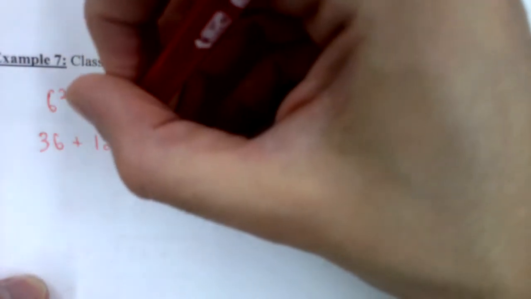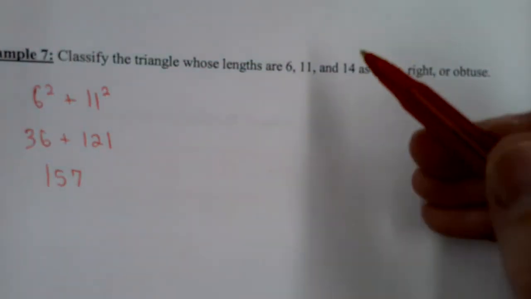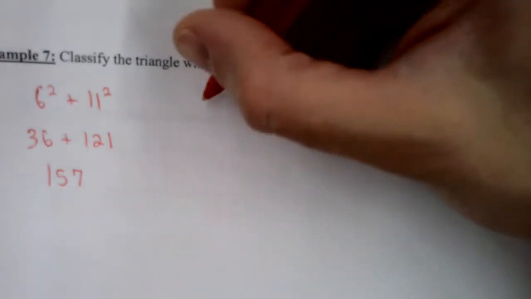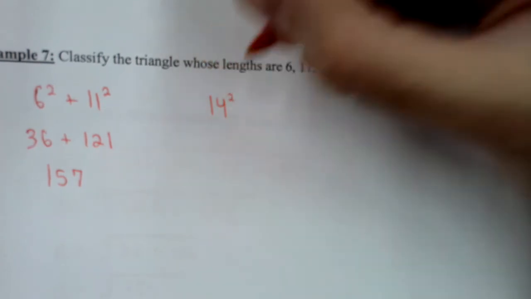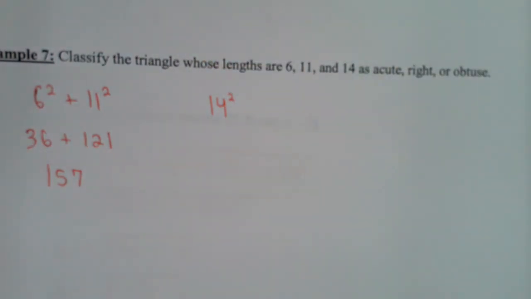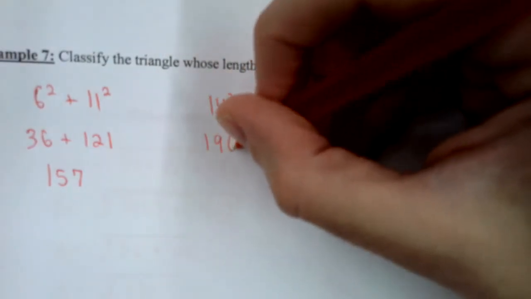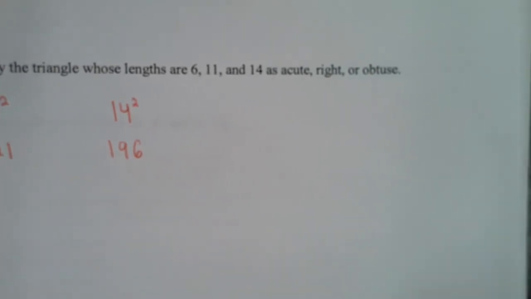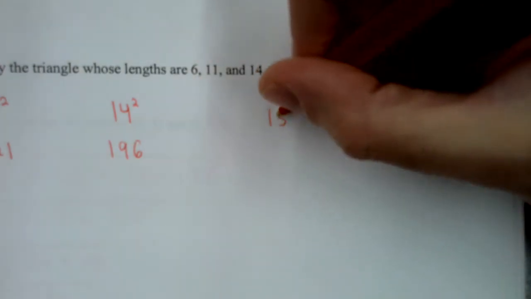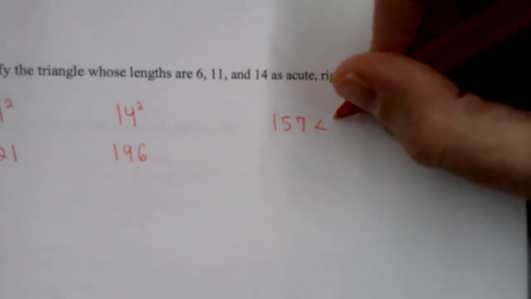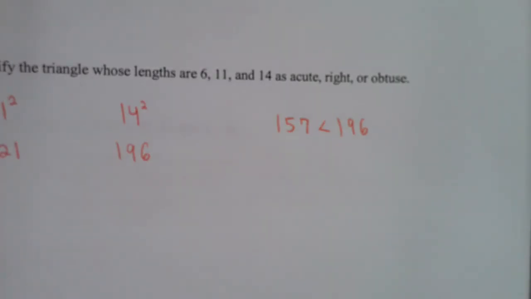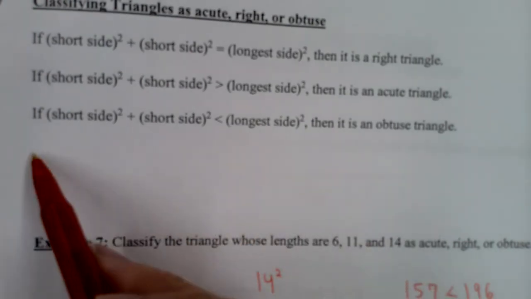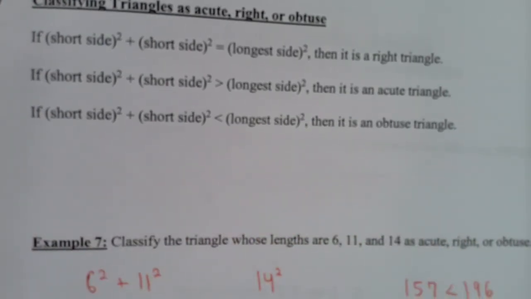So 6 squared plus 11 squared, 36 plus 121, 157. And then off to the side, take the biggest side and square that, 14 squared. You should have them memorized because I had you memorize the perfect squares up to 225. So 196. Okay. And off to the side, I'm going to say 157 is less than 196. So let's see which one it is above. It's the bottom one. So I'm going to say the triangle is obtuse.